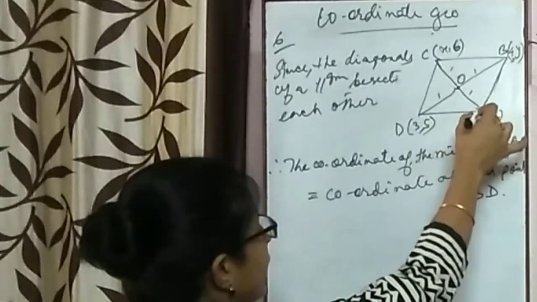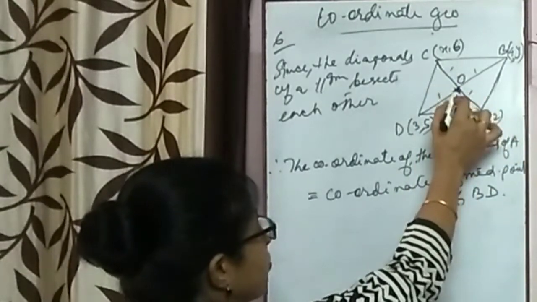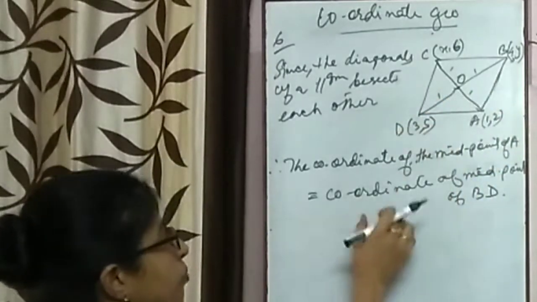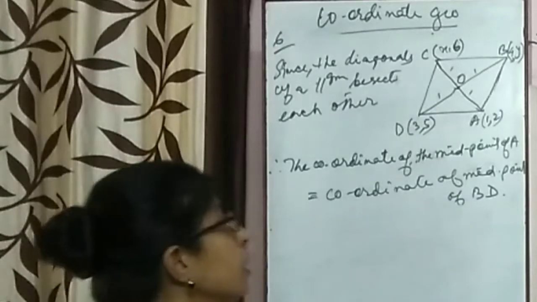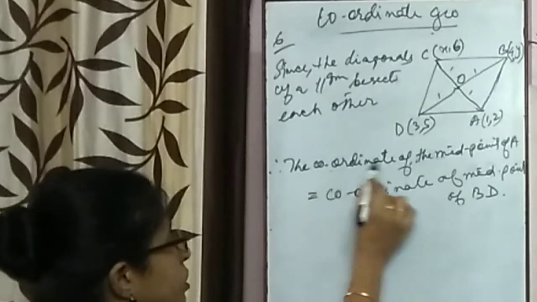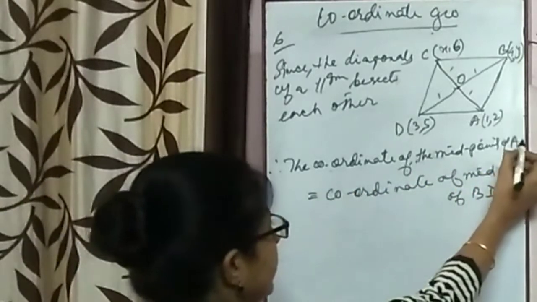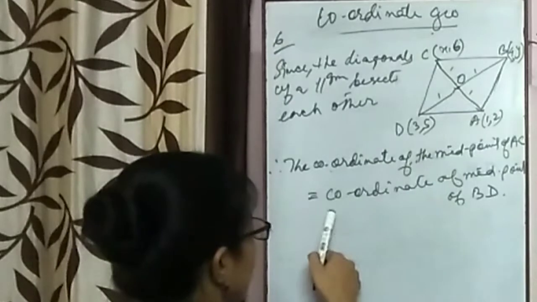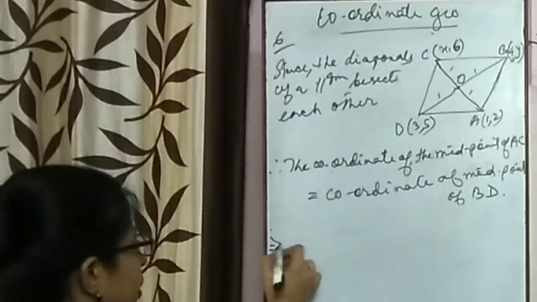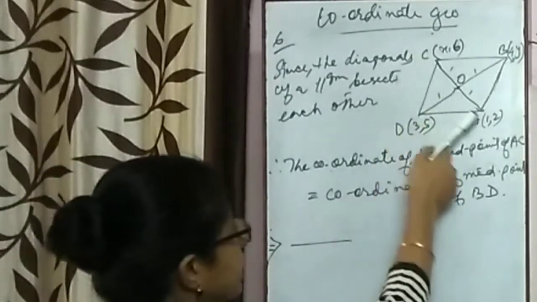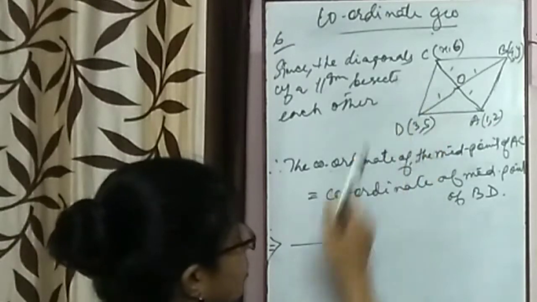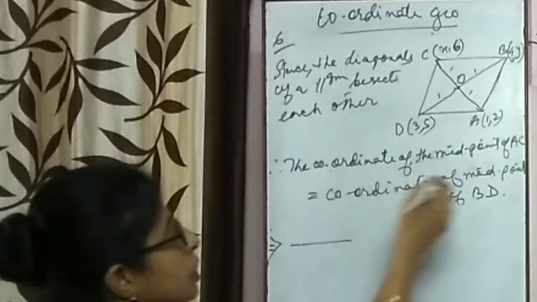So while taking AC, you find the coordinates of the midpoint O. Again, while taking BD, you take the coordinates of the midpoint O, and both of the midpoints, the coordinates will be the same. So both will be equal to each other. The coordinate of the midpoint of AC is equal to the coordinate of the midpoint of BD. Therefore, now while taking AC, as it is a midpoint, the ratio will be 1:1. That means the midpoint formula.